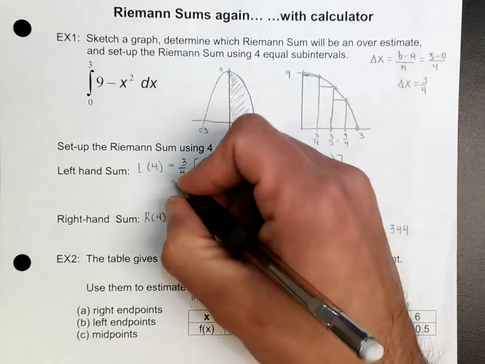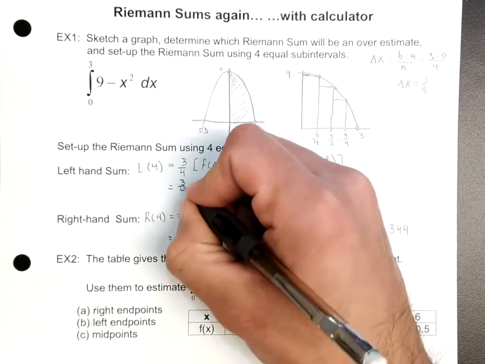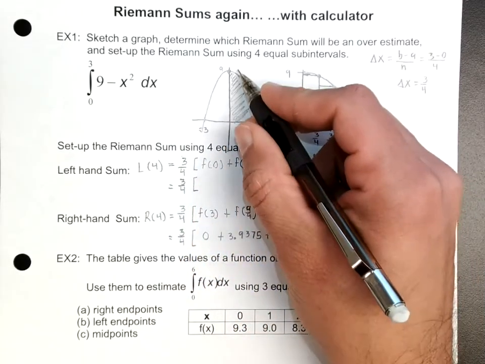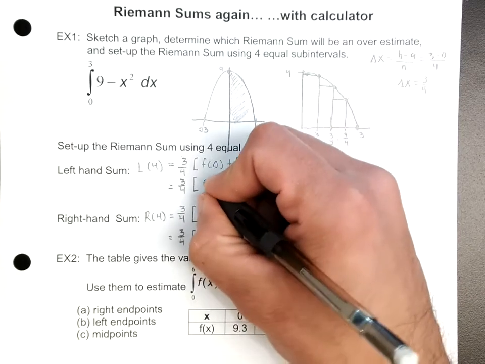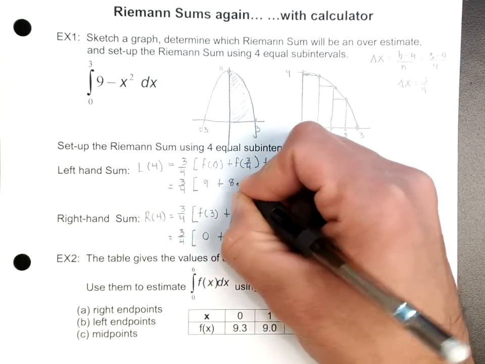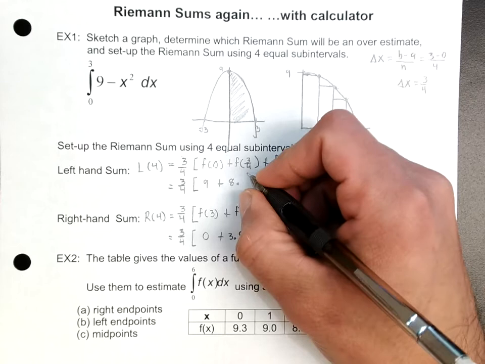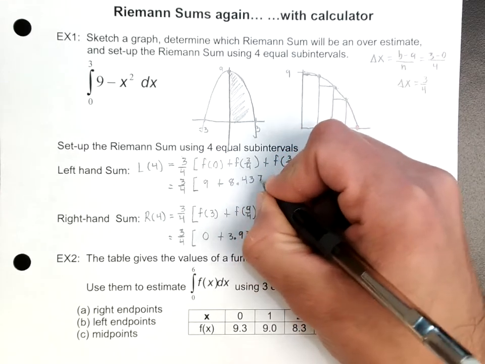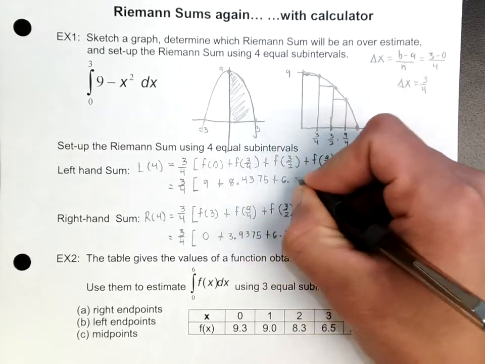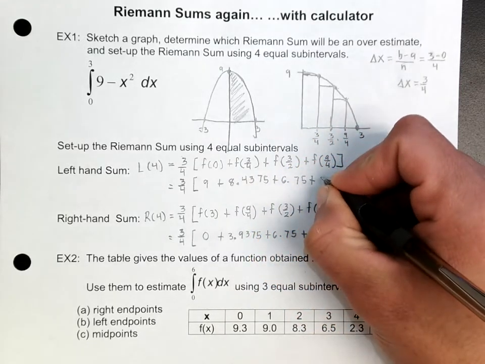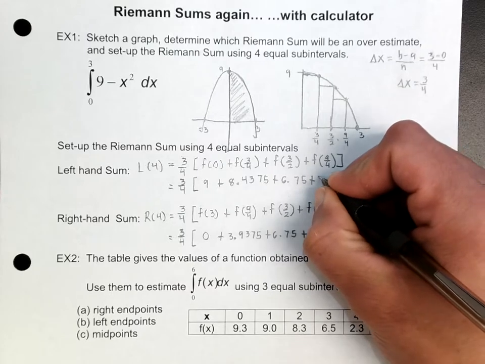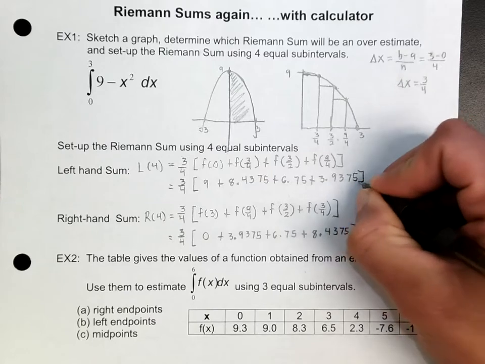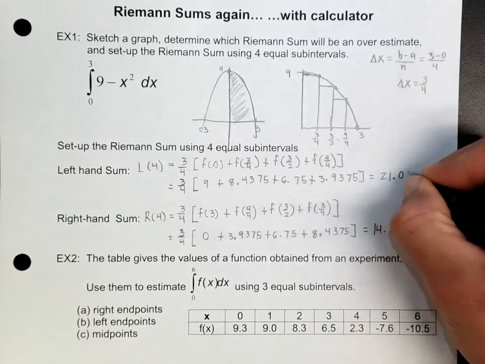Now we're going to do the same thing. We're going to use our calculator to figure out all these values. f of 0 is going to be 9 because that's the y value there. Other than that, you should use your calculator to find the rest, and some of these you should already have from doing the right-hand sum. So we got 7.5 plus 6.75 plus 3.9375. It turns out that you get 21.094.